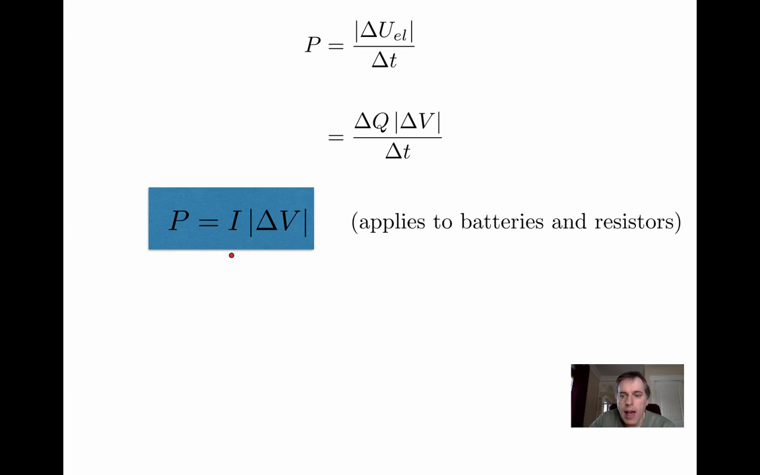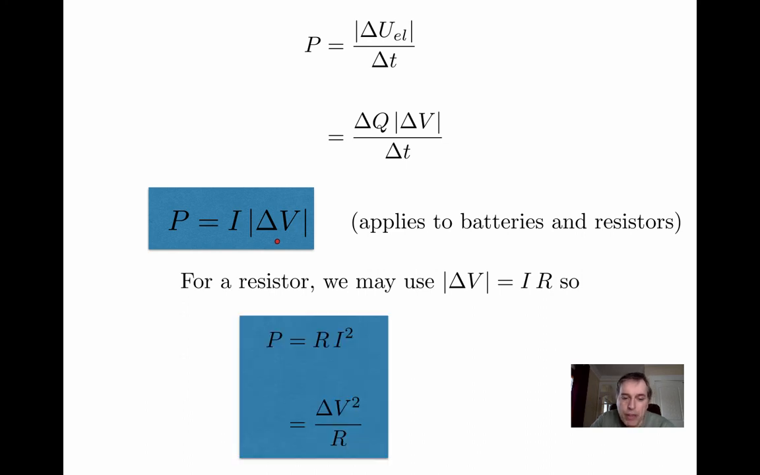That's an important equation. Actually, we talked about the power produced by a battery, but you can apply that to resistors as well. For a resistor, though, we have, in addition, delta V related to the current and the resistance using Ohm's law. So this applies to batteries and resistors, but for resistors, we can replace delta V by IR. So that equation becomes P equals I times IR, which is R I squared. So the power in a resistor can be written as R I squared. That's the same equation as this using Ohm's law.